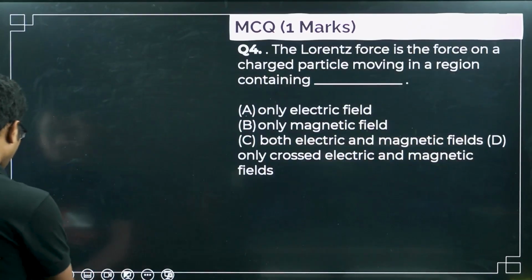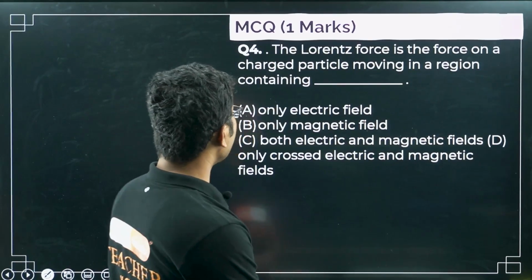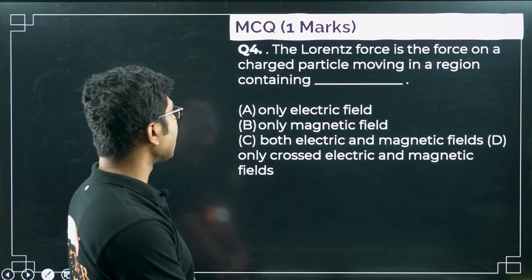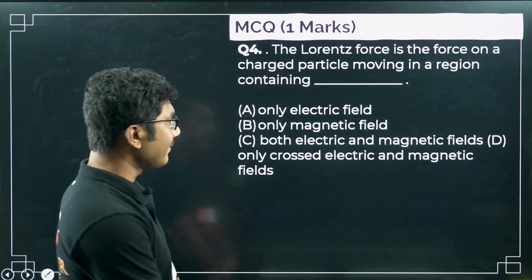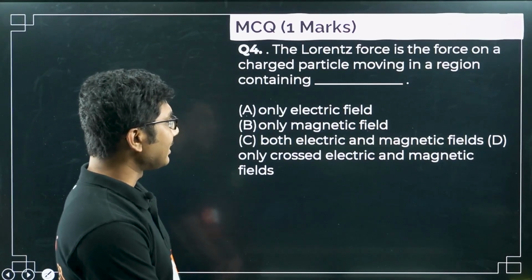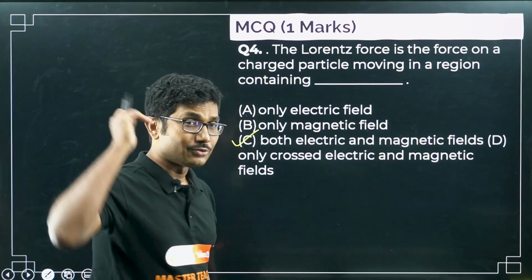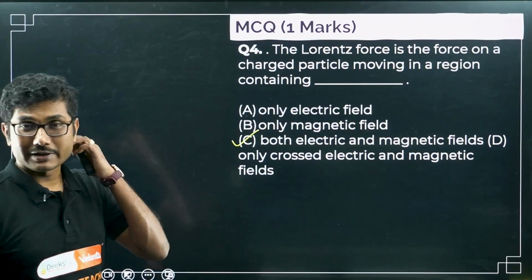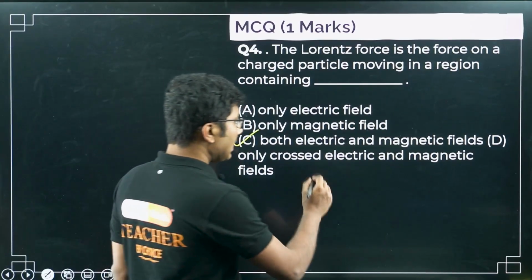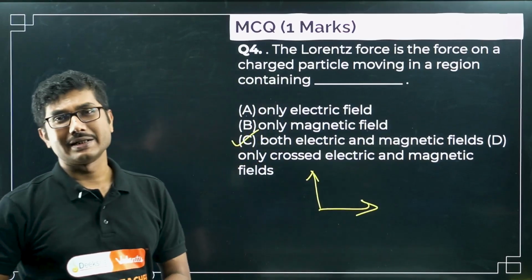Now next question. The Lorentz force is the force on a charged particle moving in a region containing only electric field, only magnetic field, both electric and magnetic field, or only crossed electric and magnetic fields. It is both electric and magnetic field. There should not be any relationship between electric and magnetic field. For example, they have said cross. Cross means electric field is in this direction, magnetic field in this direction. But it is not necessarily true.